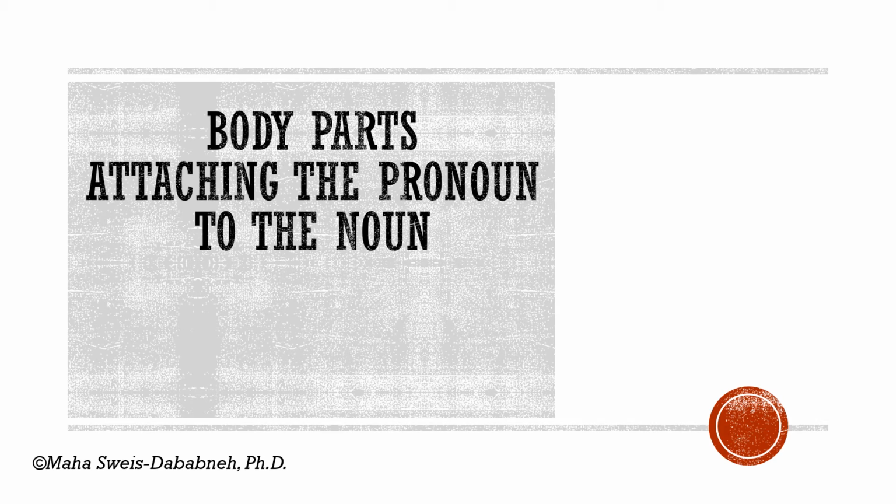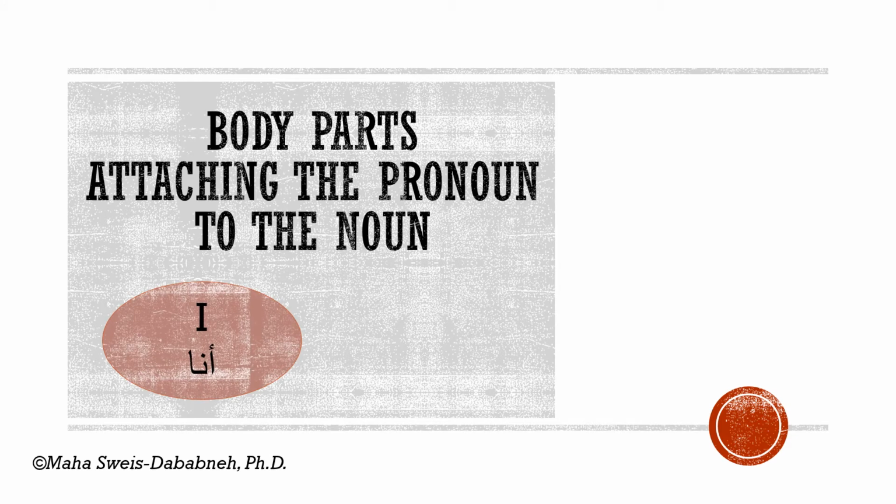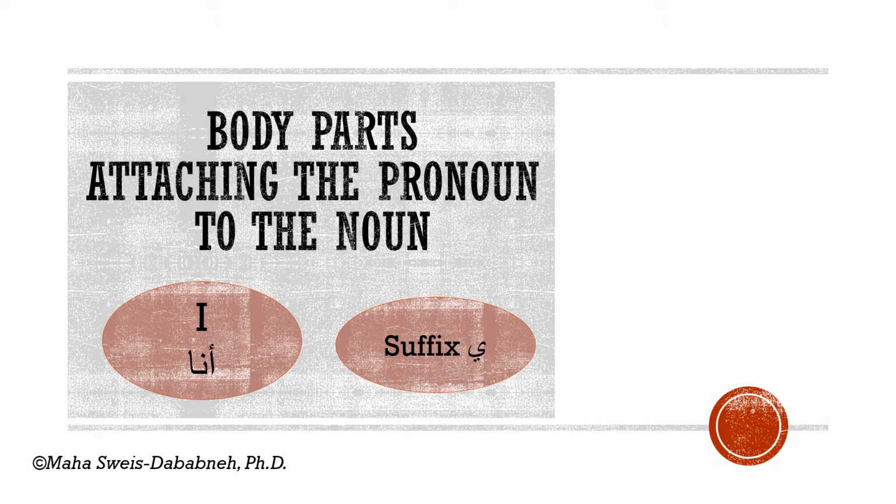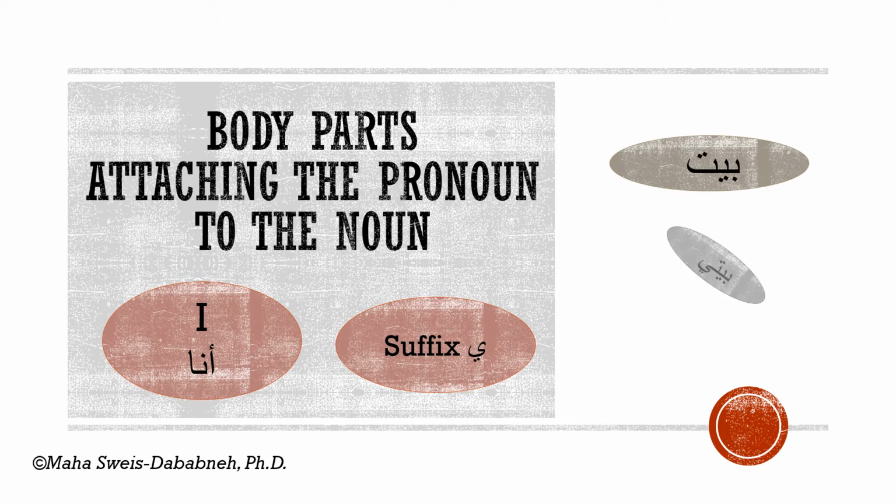Now, we'll do body parts with attaching a pronoun to the noun, and in this video, I will work on I. So in the Arabic language, if you recall what we did before, for ana, we suffix ya to the noun. For example, if you have the word bait, house, how do you make it my house? You suffix ya, beiti. And this is what we are doing in this video with the body parts. Let's get started.